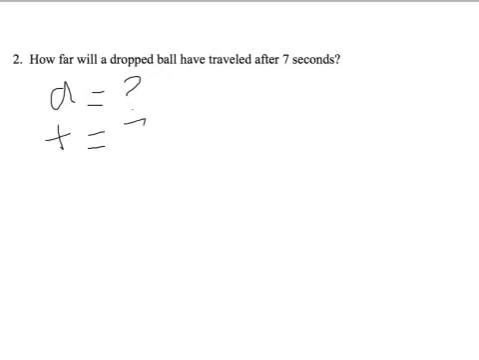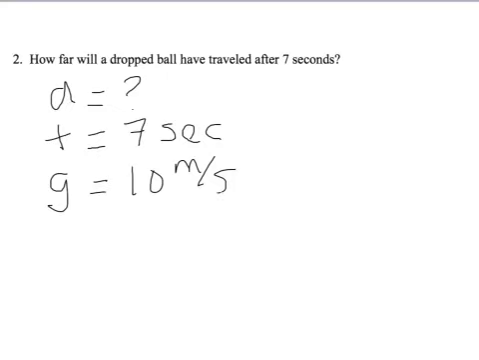And time equals 7 seconds. And then, of course, it's dropping, so it's still free fall. So it is g equals 10 meters per second squared.